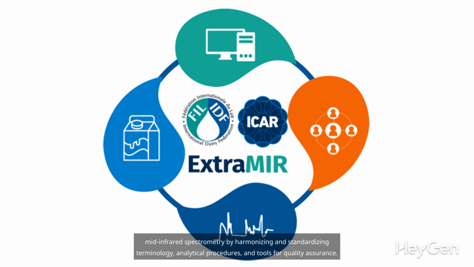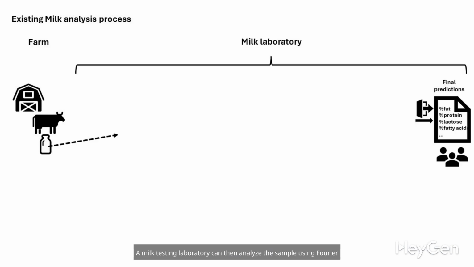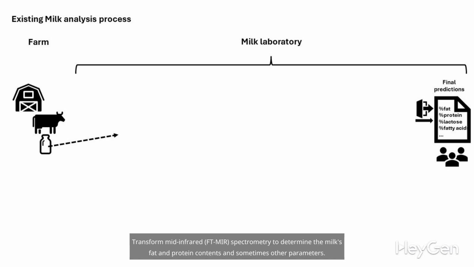for quality assurance. Before introducing the application areas of this initiative, it is essential to first present the standard milk analysis process. Bulk or individual bovine milk samples are collected on farm or at a milk processing plant. A milk testing laboratory can then analyze the sample using Fourier-transform mid-infrared (FTMIR) spectrometry to determine the milk's fat and protein contents and sometimes other parameters.